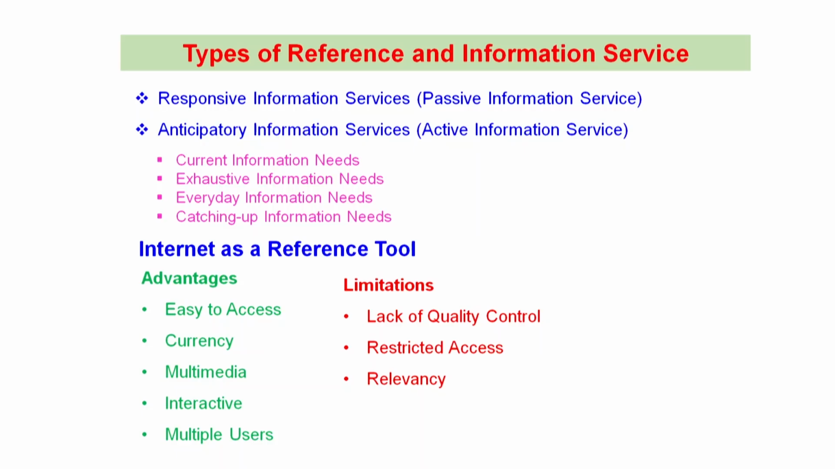And when you look at the traditional way, reference service is part of the traditional services, whereas information service, which deals with information as well as the assistance of technology, we can say is a kind of contemporary or non-traditional service. So in that way, we can call them responsive reference services as well as anticipatory information services.